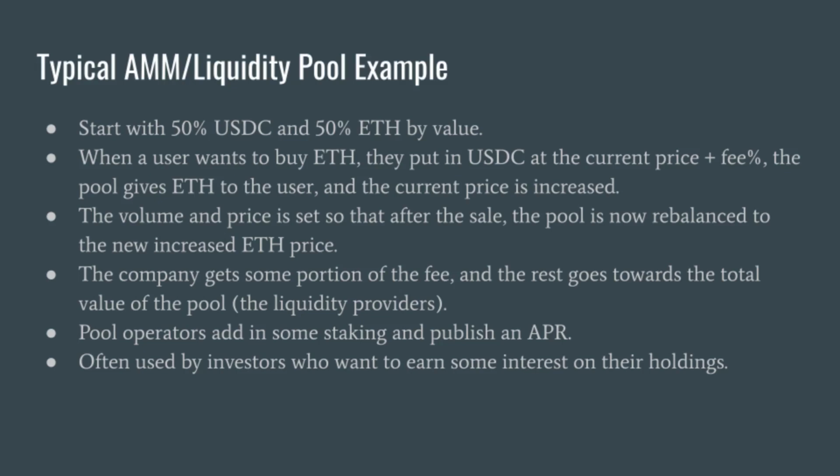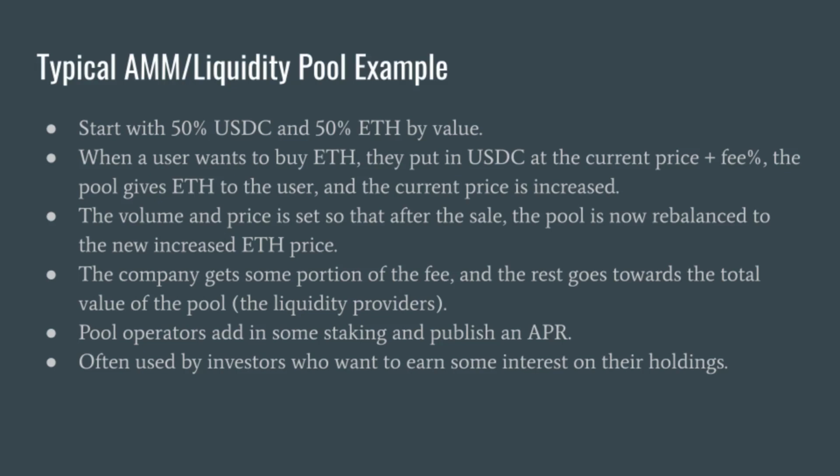Okay, so a liquidity pool, or automated market maker, is a structure set up by some decentralized exchanges or token swappers to expand the liquidity that they can give their users who want to exchange one asset for another. Let's give an example. You start by splitting your money into 50% USDC and 50% ETH. When a user comes along and wants to buy some ETH, they put in USDC at the current price plus the fee percent. The pool then gives ETH to the user and the current price is increased.